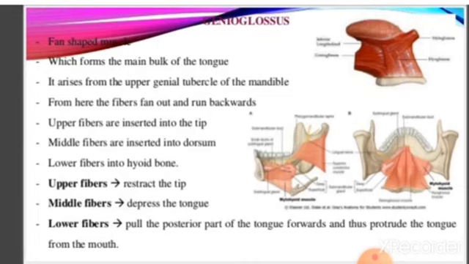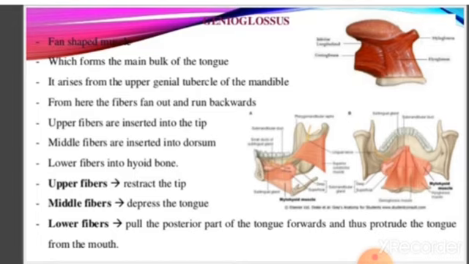Okay, so the genioglossus is a fan shaped muscle which forms the main bulk of the tongue. It arises from the upper genial tubercle of the mandible. From here the fibers fan out and run backwards. Upper fibers are inserted into the tip, middle fibers are inserted into the dorsum. It has 3 fibers, upper, middle and lower fibers.